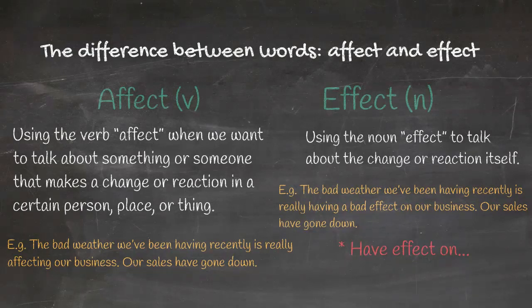As my example shows, both of these words can be used to indicate negative and positive reactions. Please note that we use the verb have with effect, and it is followed by the preposition on.